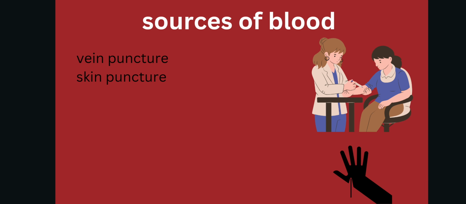And as we know, the sources of blood are either vein puncture or skin puncture, and we will talk more about when we use the vein and when we use the skin.